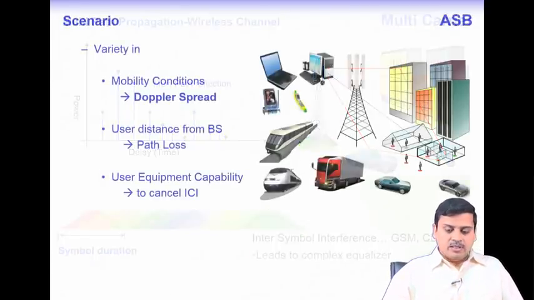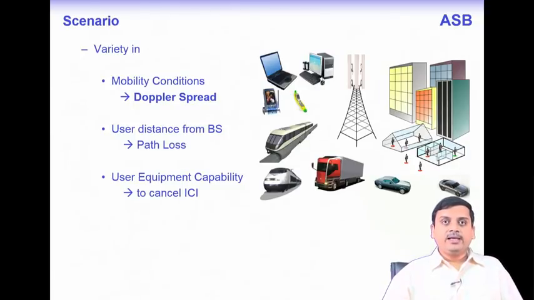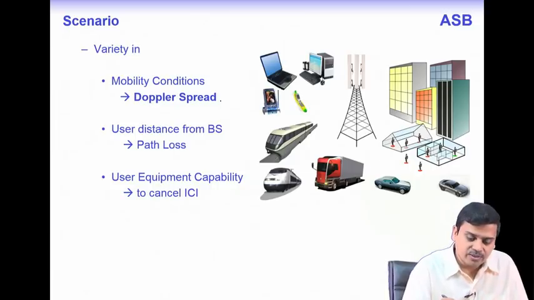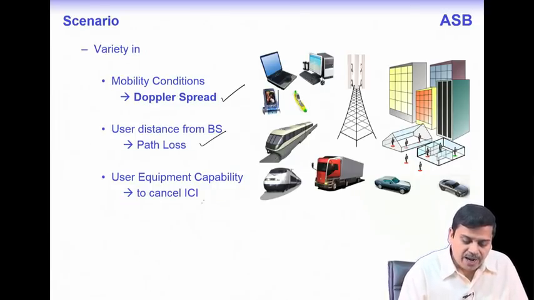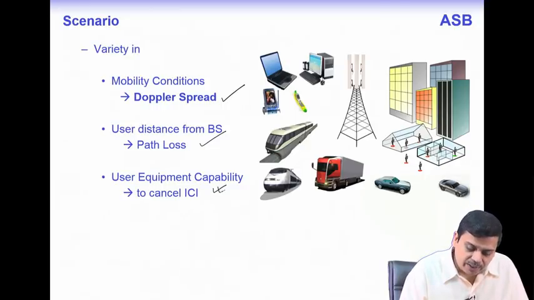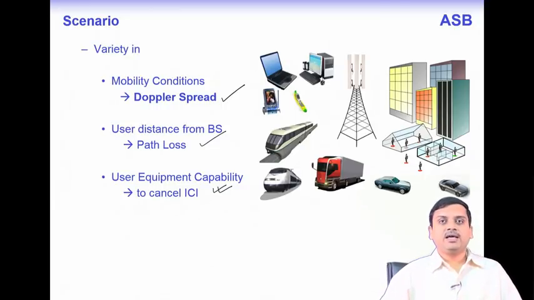So, there we would find that in a particular situation you will have different Doppler conditions coexisting. If different Doppler conditions coexist, then each of the users is going to experience a different kind of channel. So, mobility gives rise to Doppler, user distance gives rise to path loss, and user equipment capability gives rise to various ICI problems, various ICI capability.